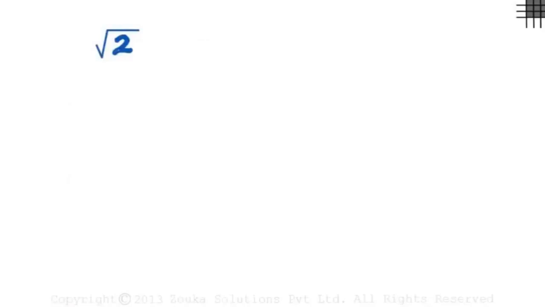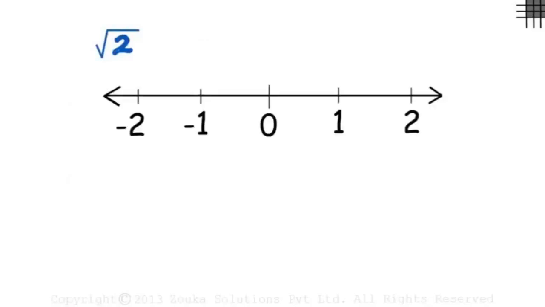Length root 2 on a number line. So let's plot it on this number line. We need to make a right triangle with 1 unit as the base. Let OA be the base of that triangle. We also want its height to be 1 unit long.